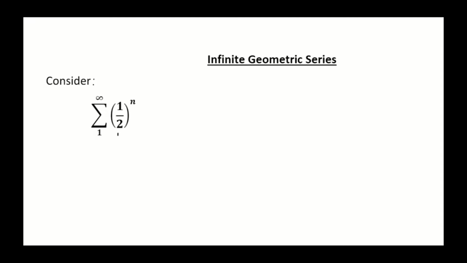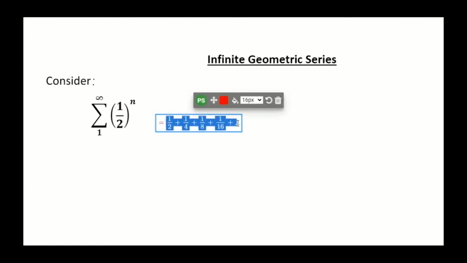So let's figure out what this actually means. If I plug in 1 here, I'm going to get 1/2. This is going to be 1/2, and then I'm going to add. If I plug in 2, I get 1/2 squared, which is 1/4. And if I plug in 3, I get 1/8. And then 1/16, and so forth. And I'm going to add this forever. And my claim is that this is actually going to equal some finite value.